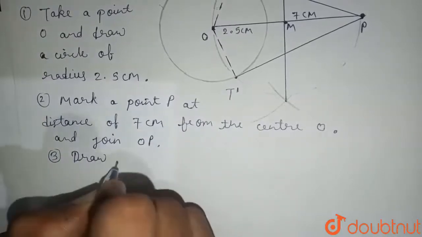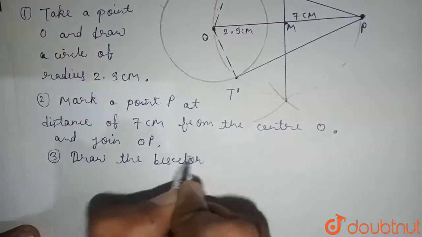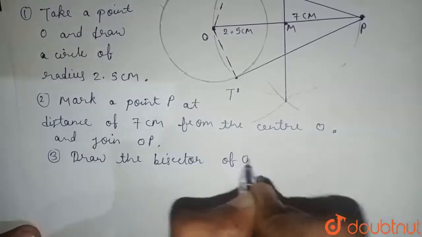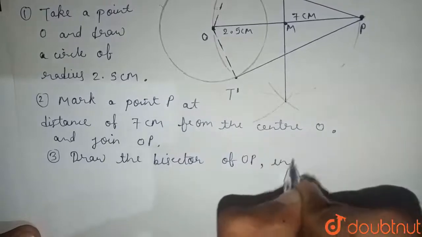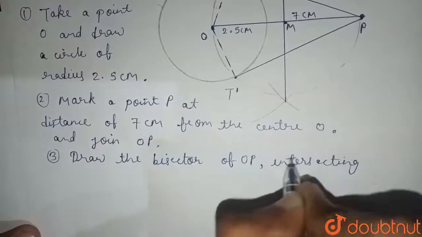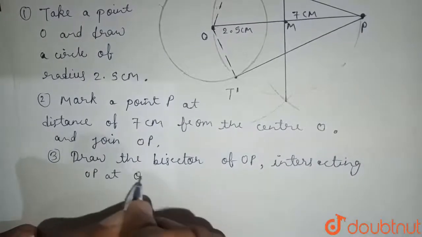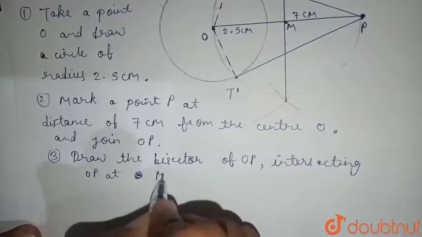Third step: draw the bisector of OP, intersecting OP at M.